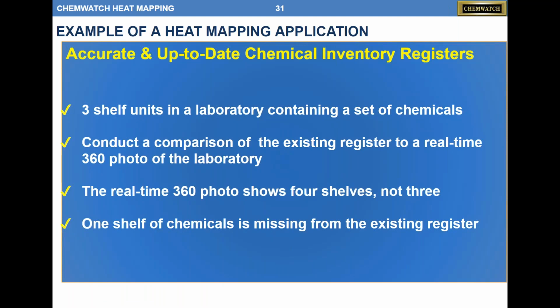So, a couple examples of heat mapping applications. One of them is accurate and up-to-date chemical inventory registers. So as an example, you have 3 shelf units in a lab containing chemicals. What you do is you conduct a comparison of the register, in other words, what you have built into the folder level of your chemical management system, to a real-time 360 photo of the lab. And when you look at the photo, you realize, geez, I have 4 shelves, not 3. So obviously the register is wrong. You need to update that. That's a quick way of validating, again, accurate and up-to-date chemical inventory registers.